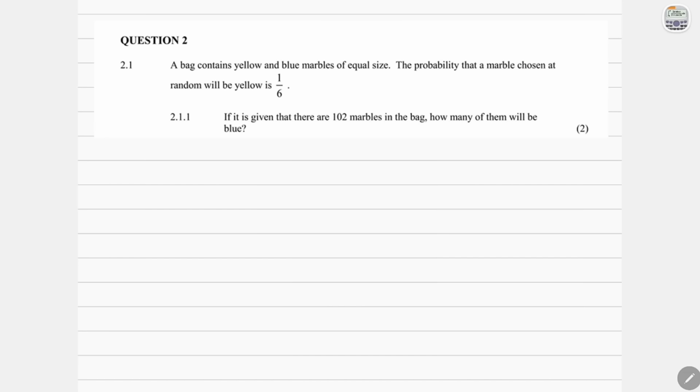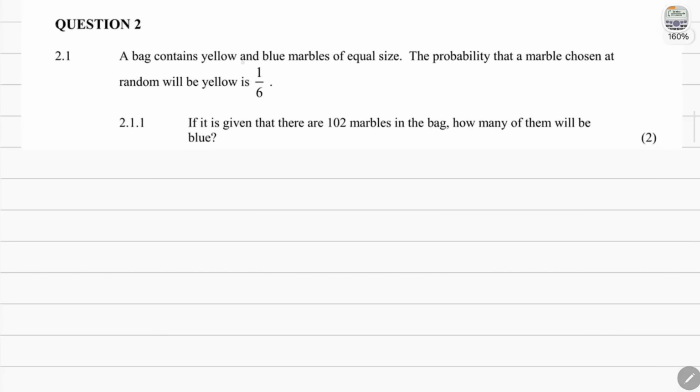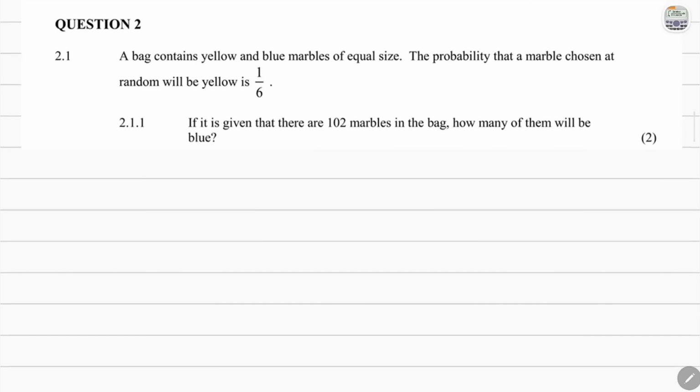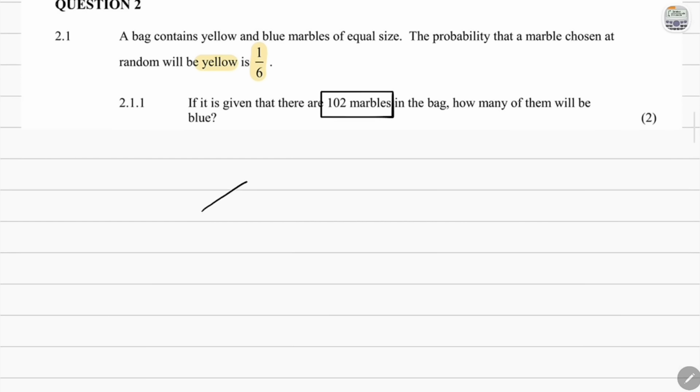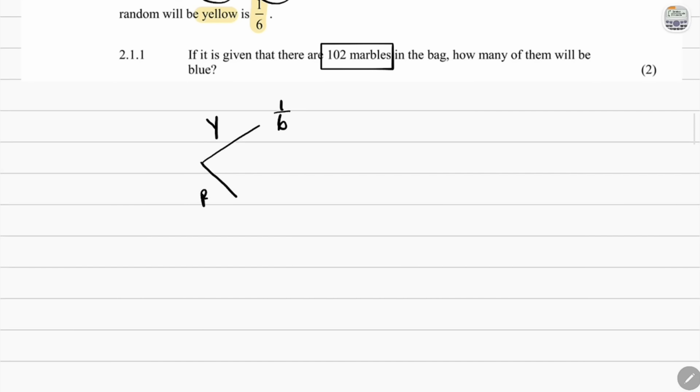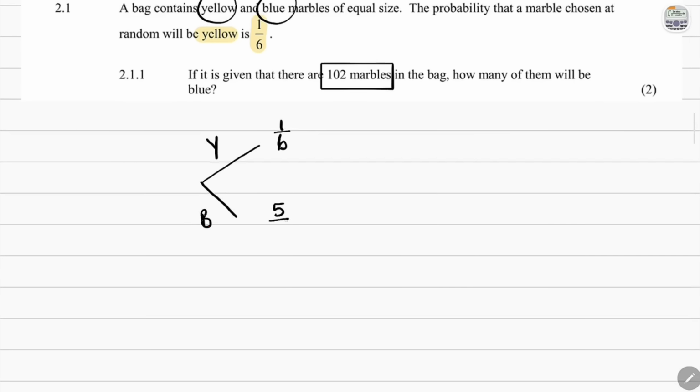Question 2 says 2.1. A bag contains yellow and blue balls of equal size. The probability that a marble chosen at random will be yellow is 1 over 6. Now 2.1.1 says, if it is given that there are 102 marbles in total in the bag, how many of them will be blue? Okay, so they've given us the chance of selecting a yellow marble. That is 1 over 6. Then since there are only yellow and blue marbles in the bag, the chance of selecting a blue marble would be 5 over 6.